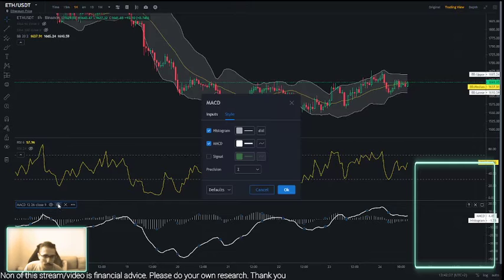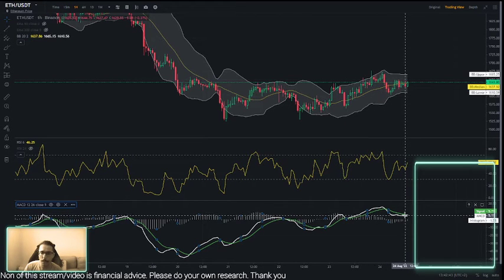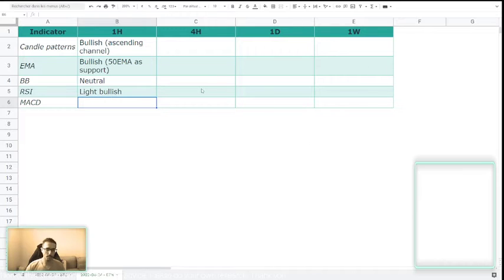So considering all of this, I would go for light bullish in the next hours. Let's put light bullish again. And let's move on to the 4 hours chart.